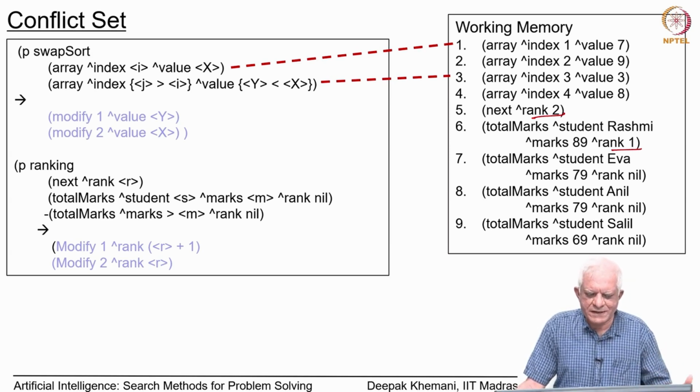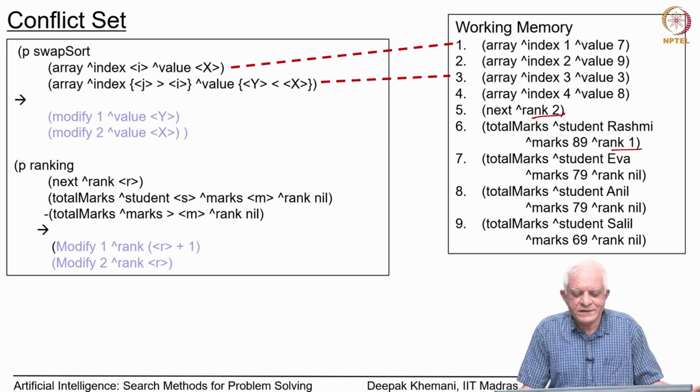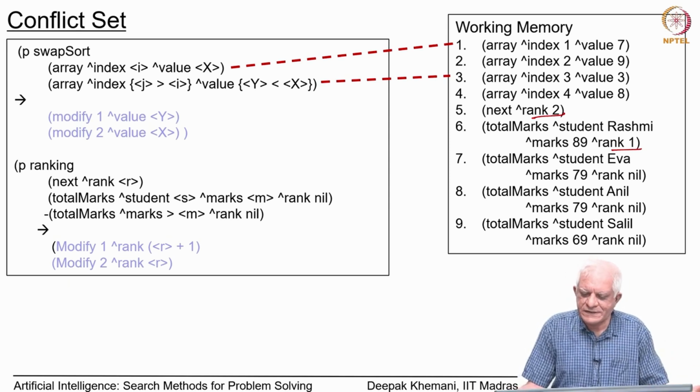So, what is the second element here? It says that there is an index j which is greater than index I, and it has a value y which is less than the value x. So, as you can see from these dashed lines, this rule will match the first element and the third element essentially. Why the first and the third element? The first element has index 1 and value 7, the third element has index 3 and a value 3 which is less than 7. So, that is why it matches that.